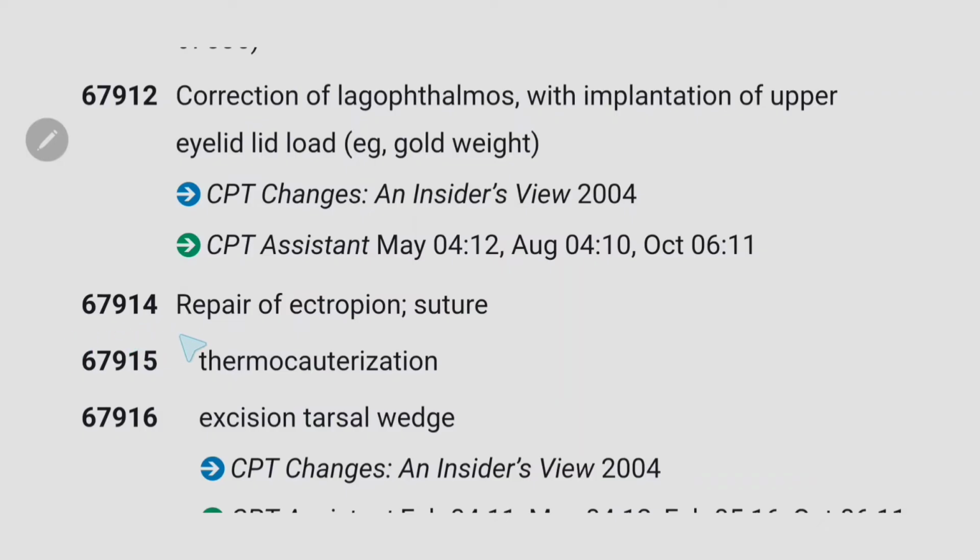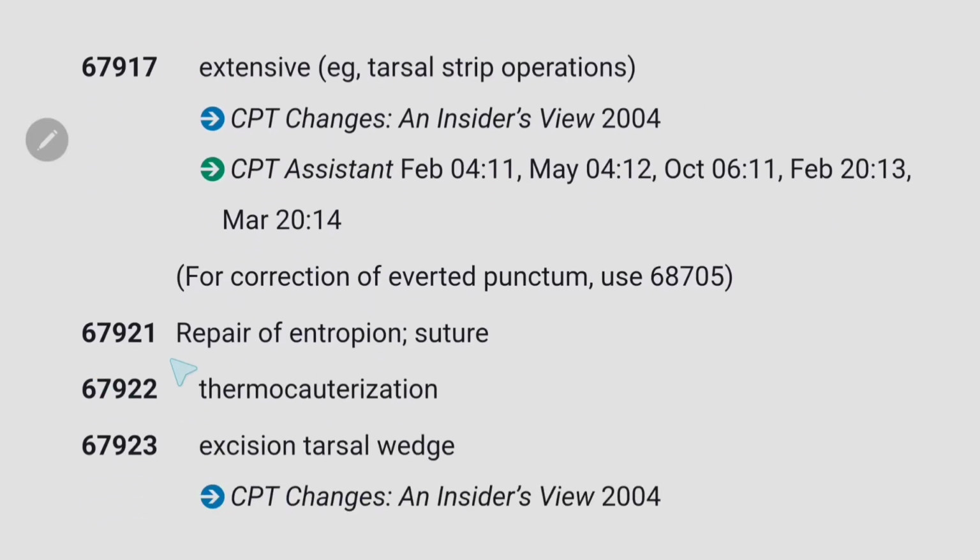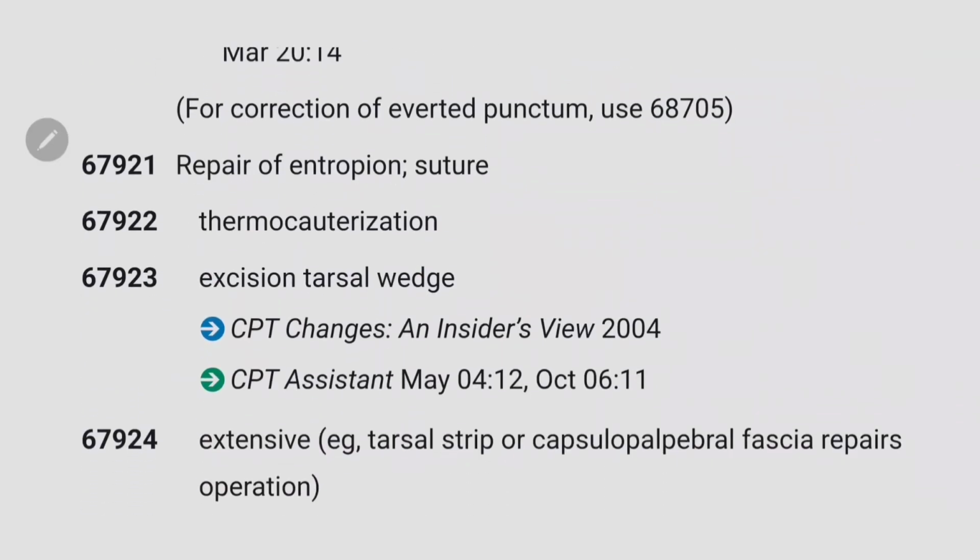code 67914 is for repair of ectropion suture, 67915 is for repair of ectropion thermocauterization, and 67916 is for repair of ectropion excision tarsal wedge. Then we have the code 67917 that is for ectropion extensive. Then 67921 code is for repair of entropion suture, 67922 for thermocauterization, 67923 for excision tarsal wedge, 67924 extensive.